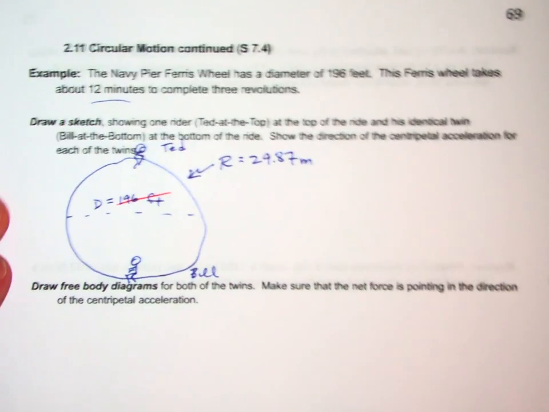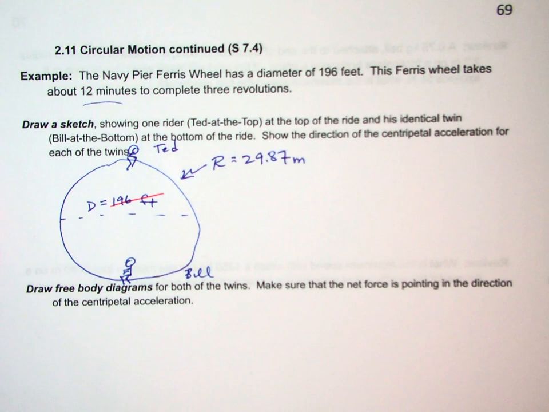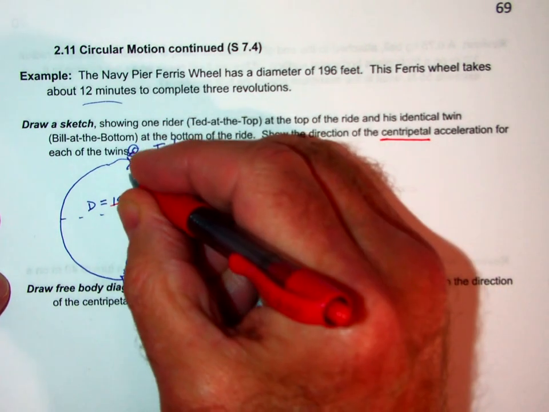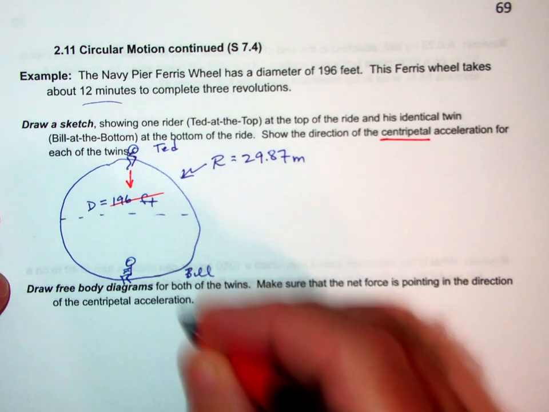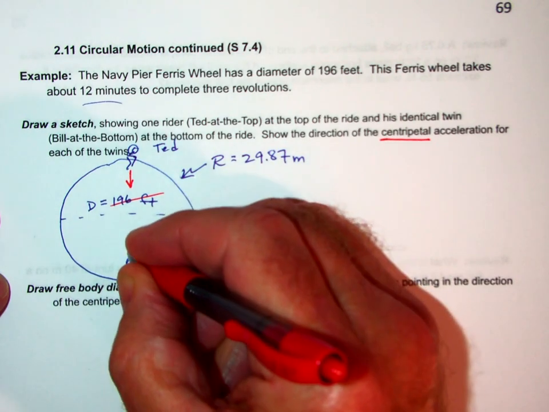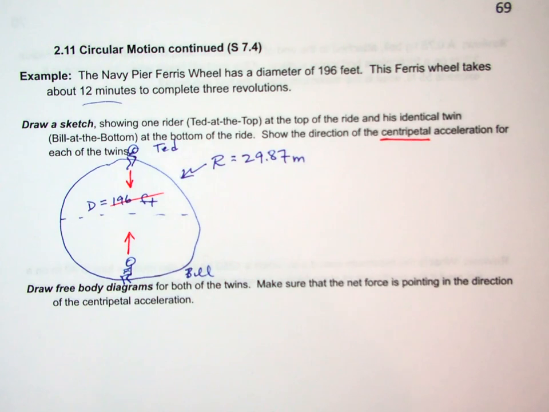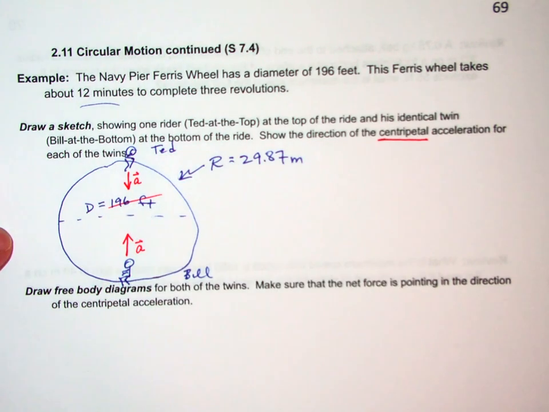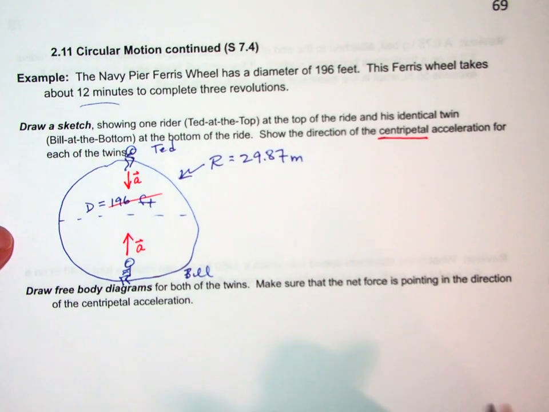the first question is, what is the direction of the centripetal acceleration for each of the twins? Well, again, the word centripetal simply means center pointing. So for Ted at the top, the acceleration is pointing inward, and for Bill at the bottom, it is also pointing inward. So the acceleration for each of the twins is both centripetally directed toward the center of the Ferris wheel. Sorry, the Navy Pier Ferris wheel.